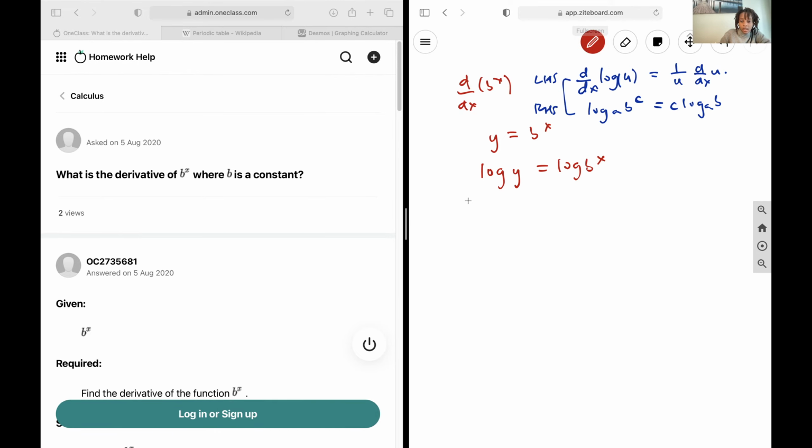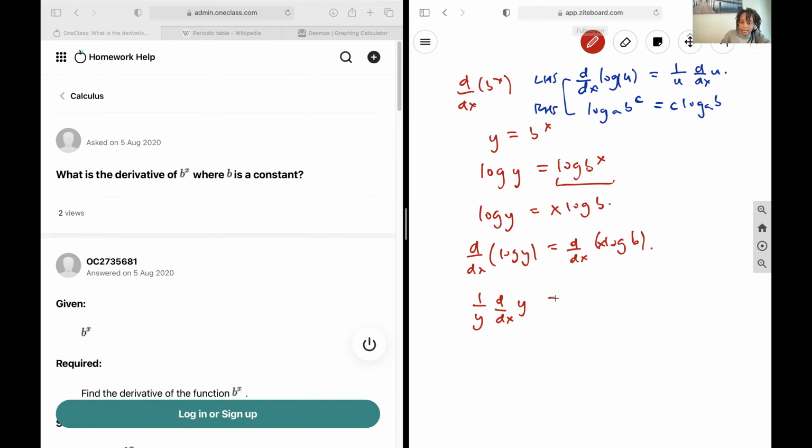And so we know that log y is going to be 1 over y, first we're going to take the derivative of both sides after rewriting this. And so we know log y is equal to x log b. Take the derivative on both sides. Rewrite everything. So this becomes 1 over y d over dx of y is equal to d over dx of x log b.